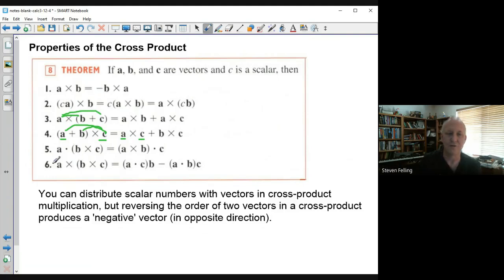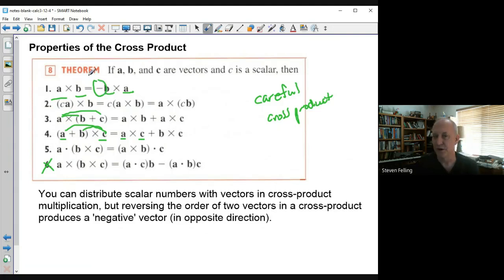Very unusual. I've never seen this used in Calc 3, so I don't think you have to worry about this too much. The main thing is, I just want you to be careful, okay? Whenever you're dealing with cross products, we need to be careful, because even something as simple as reversing the direction introduces a change in the direction, right? So I would just say always do cross products by hand, following the original statement. Unlike the other things which are kind of intuitive, cross products don't behave in intuitive ways.